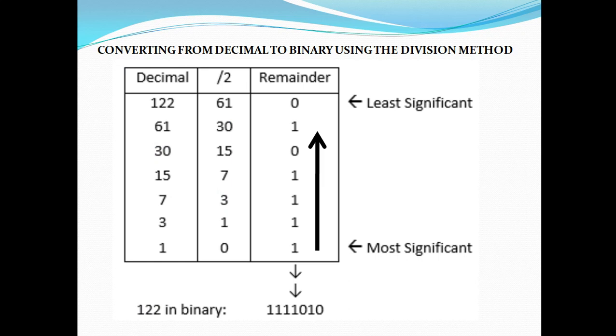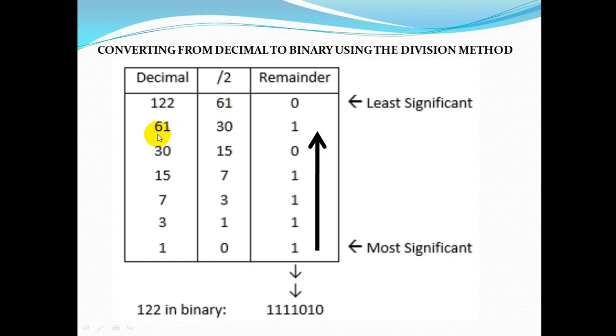Let's start by converting from decimal number to binary number using the division method. Let's take, for instance, we want to convert this number 122, which is in base 10, to its binary equivalent. Now we write the 122 on my left hand side, then we divide by 2. 122 divided by 2 is going to give us 61, and by the time you check it, there is no remainder. You have to write your remainder here, remainder 0.